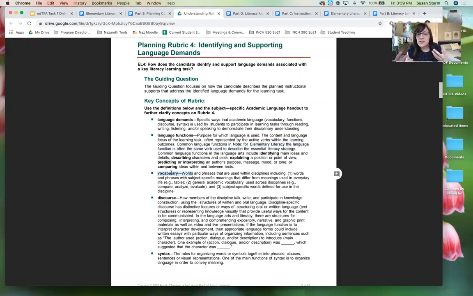Vocabulary, you all know what this is. These are the words and phrases that are used in your discipline that you're teaching the students. This for you will be both the literacy vocabulary, like the term for the strategy that you're teaching them, and your social studies subject-specific vocabulary. You've got to have both. You need that subject-specific vocab, and you need that general academic vocabulary, like the words analyze, compare, synthesize. Those words are going to be new to your students.